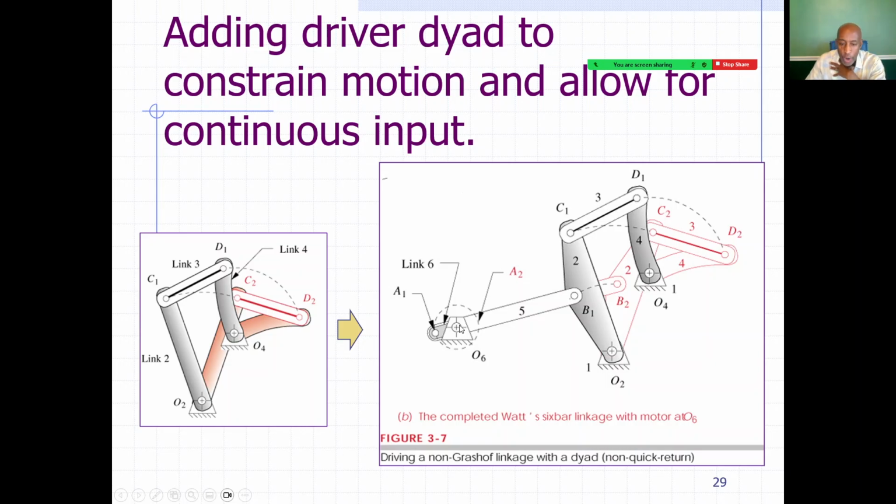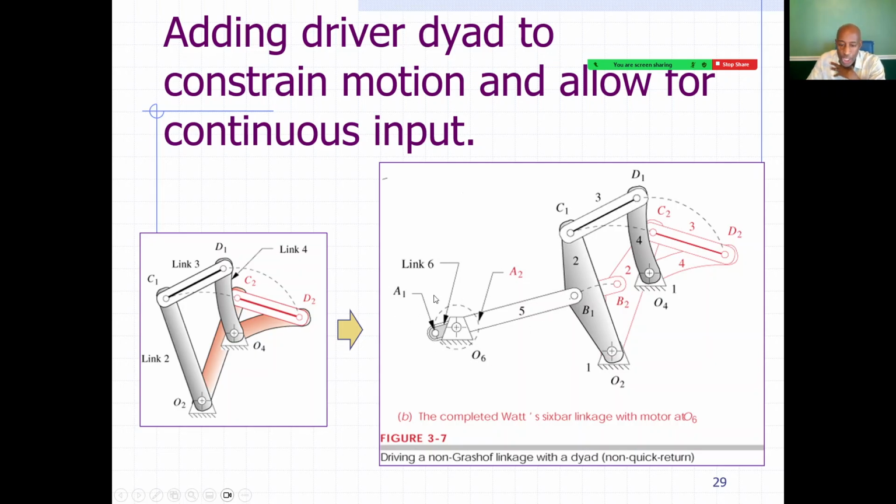So how long is our crank? We know it starts at O6, but its length is equal to 1/2 the distance from B1 to B2. So we have B1 to B2 here. 1/2 of that distance is the length of our crank. And then here's our coupler, overlapped in this case, back to B1.